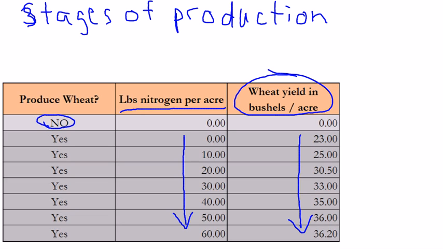Now notice this, you always have the option of not producing any wheat, and that's what this first row is. But in this video, we're always going to be talking about putting down nitrogen to get more wheat, so we can just ignore this first row.